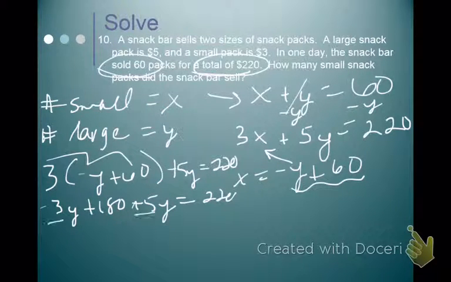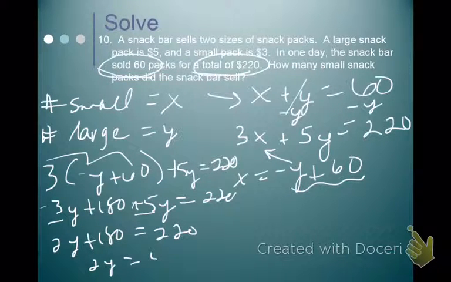Then we're going to combine like terms, get 2y. Subtract 180 from both sides. And then divide by 2, and we're going to realize that they must have sold 20 large snack packs, because y is the number of large.